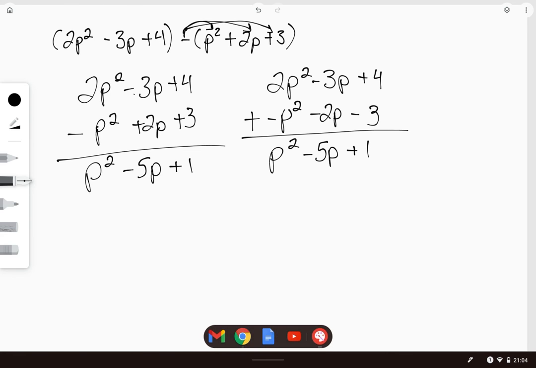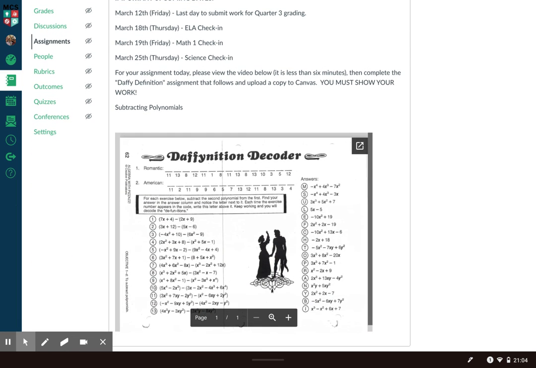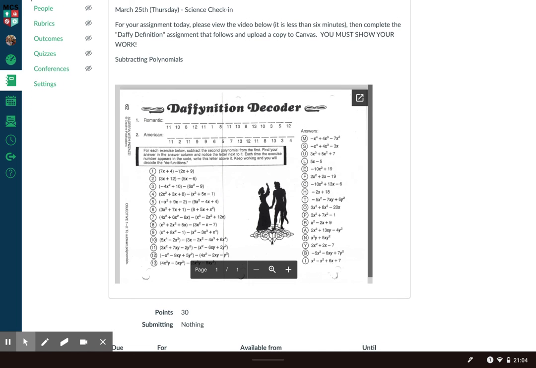Okay, so all you need to do for today is this definition decoder, where you have 13 subtraction problems to do. And as you find the answers to the problems, you fill in the letter for the number of the problem, and you will get the answer to the definition decoder.